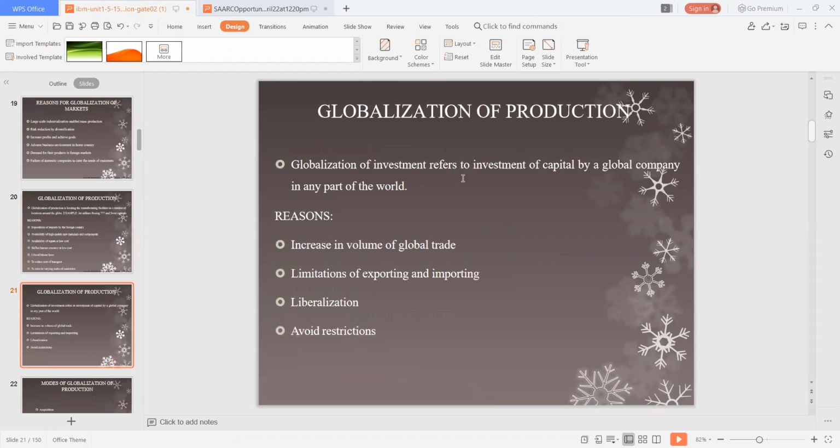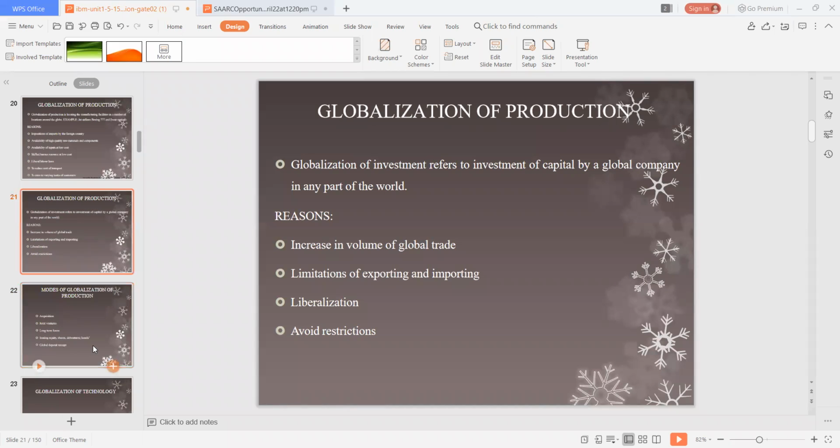Globalization of investment refers to investment of capital by a global company in any part of the world: increase in volume of global trade, limitations of exporting and importing, liberalization, avoiding restrictions, right?